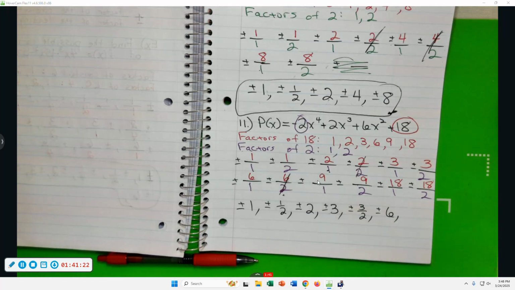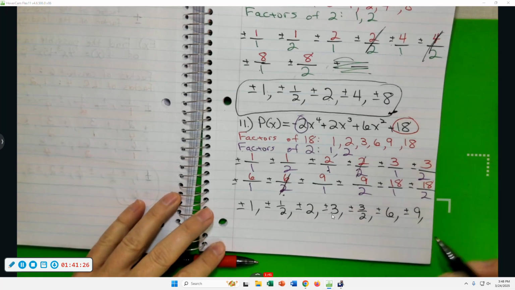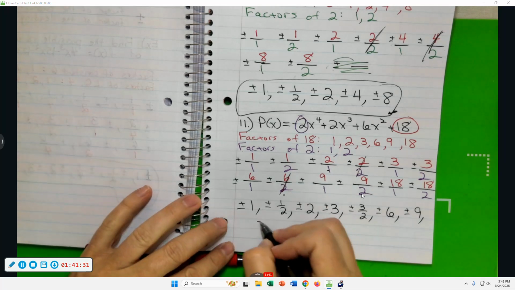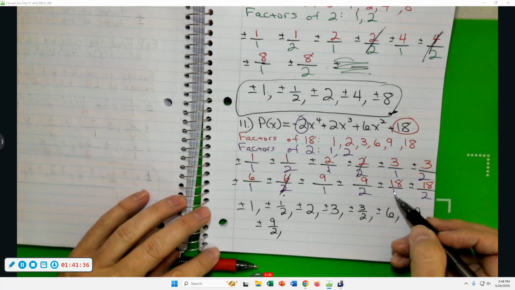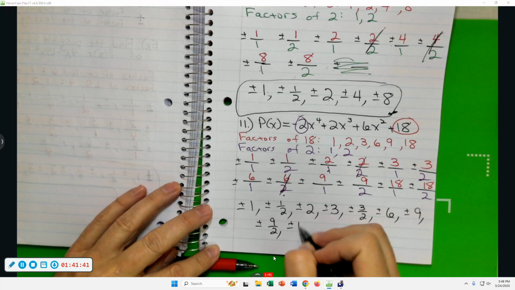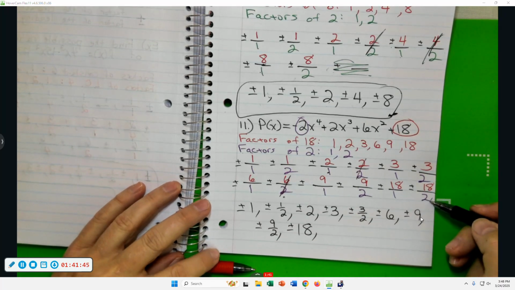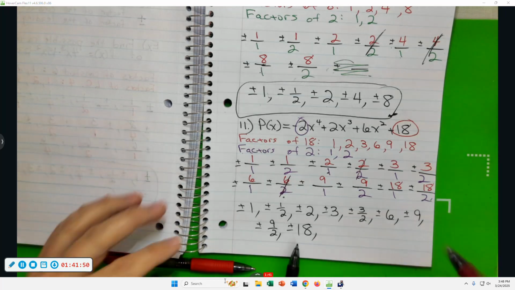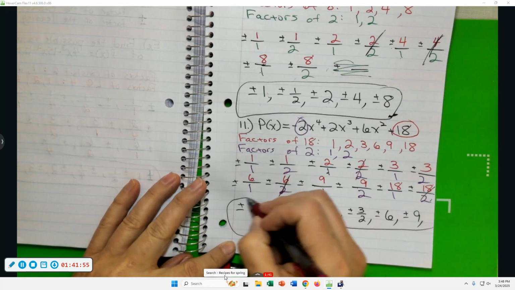9 over 1, do we already have it listed? No. What about 9 over 2? Do we already have it listed? No. 18 over 1, do we already have it listed? No. What about 18 over 2? Do we already have it listed? Yeah, we have it listed. It's a 9, so we can cross that out. So there were 3 repeats that we were able to discard.